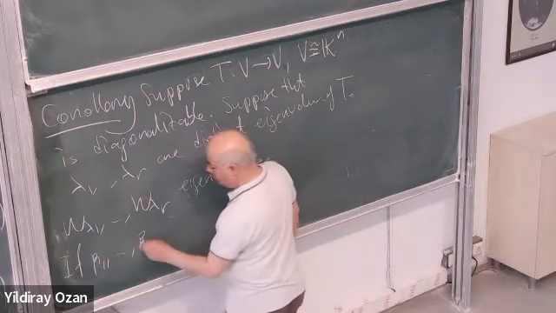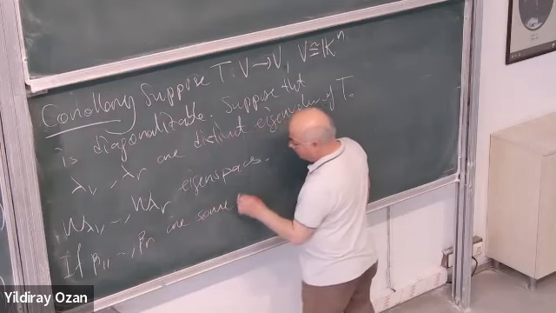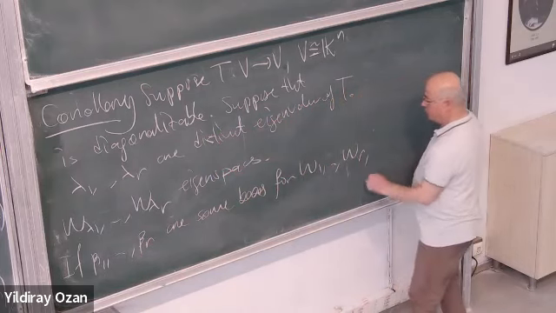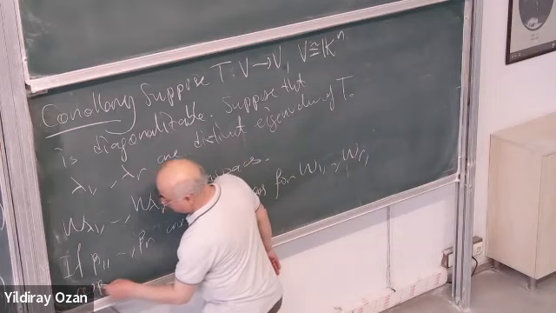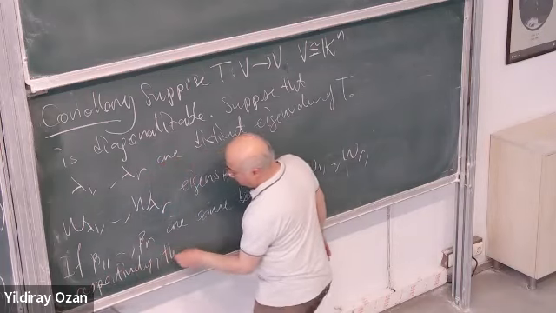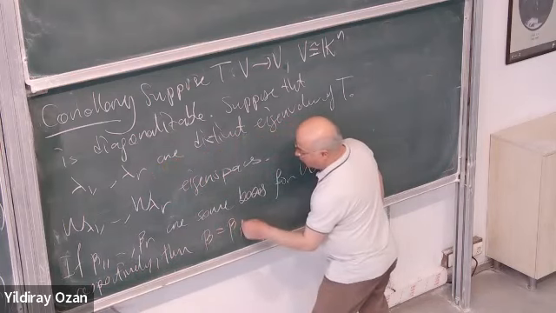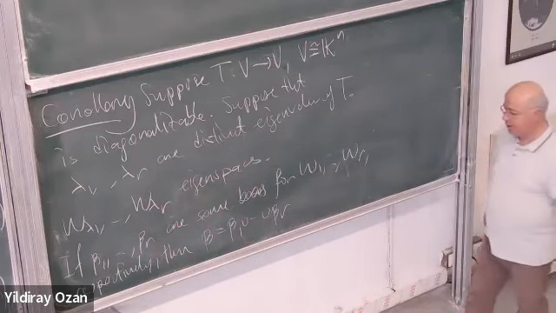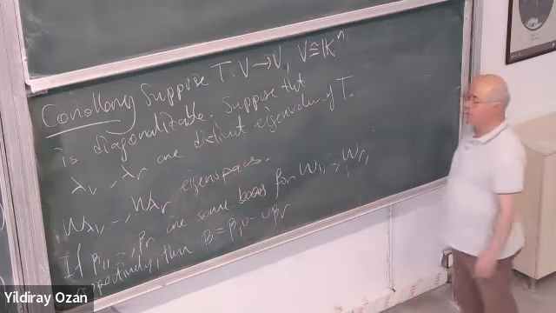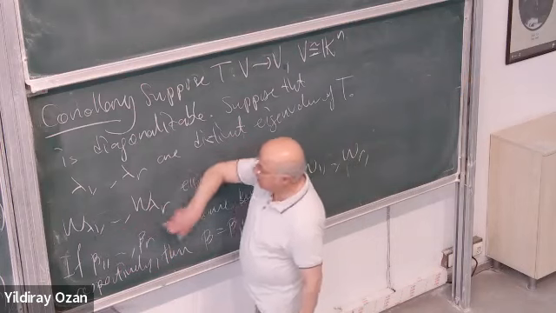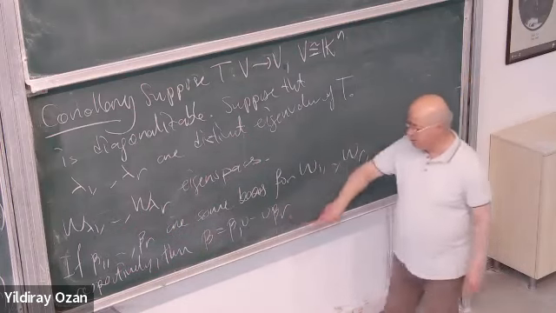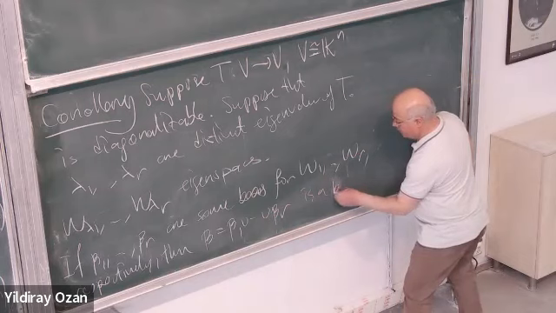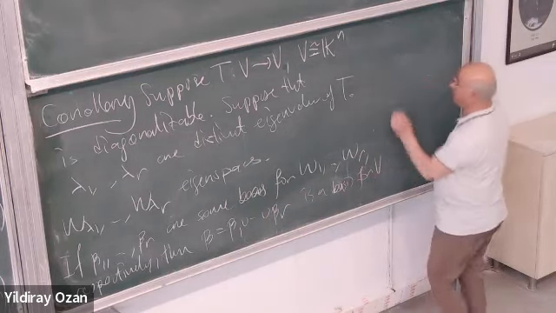So if beta 1, up to beta r are some bases for W1 up to Wr respectively, then beta is the union of them. So if I have these eigenspaces, and if these are bases for these eigenspaces, then the union of these bases gives me a basis for the vector space.